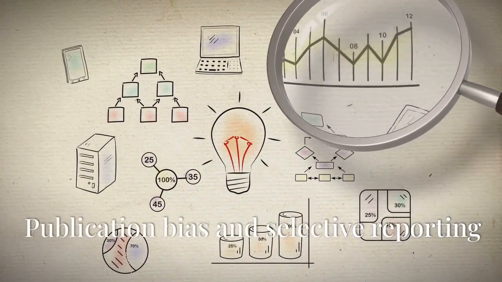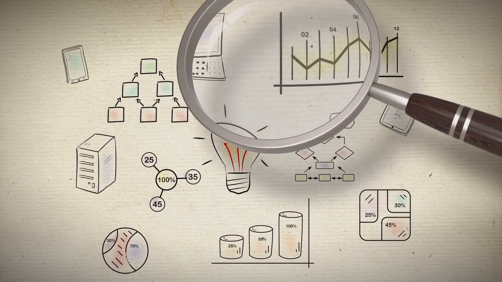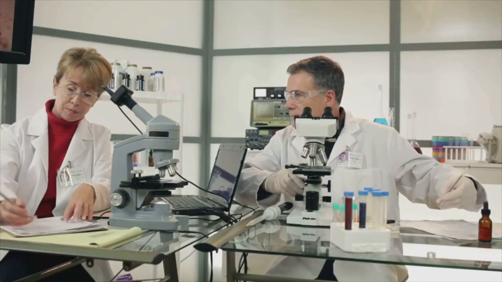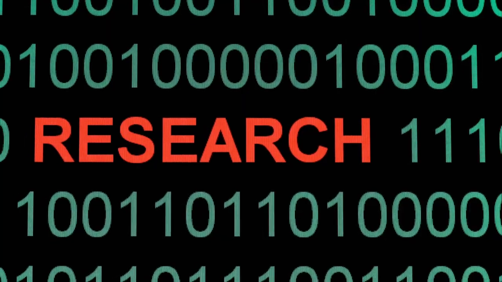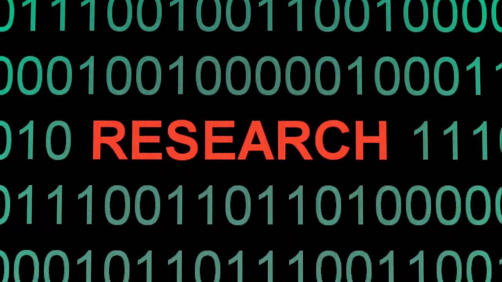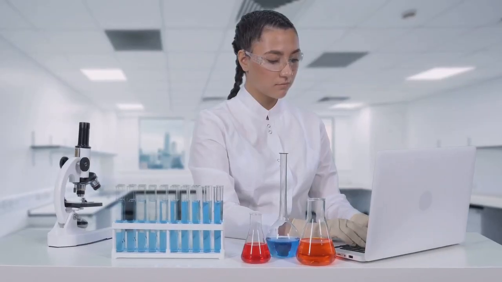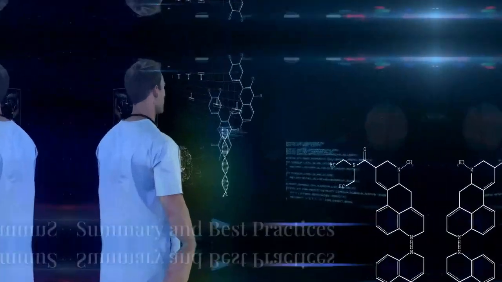Studies with statistically significant results are more likely to be published, leading to publication bias and an overrepresentation of significant findings in the literature. Researchers should be cautious of selective reporting and consider publication bias when interpreting p-values.